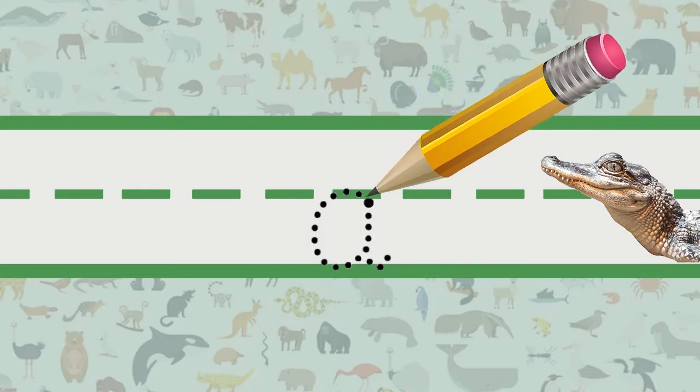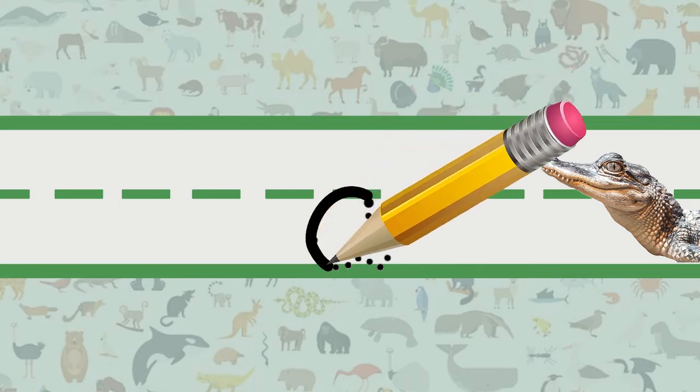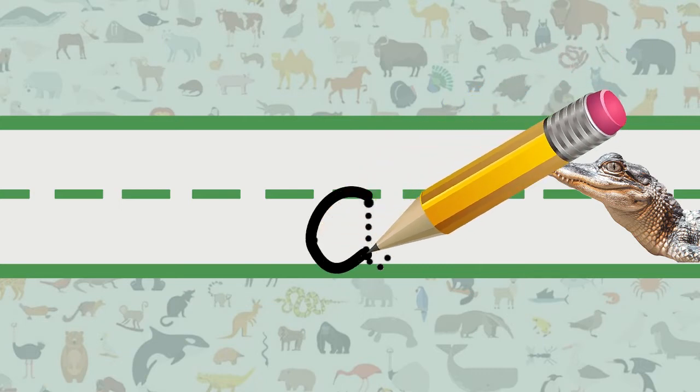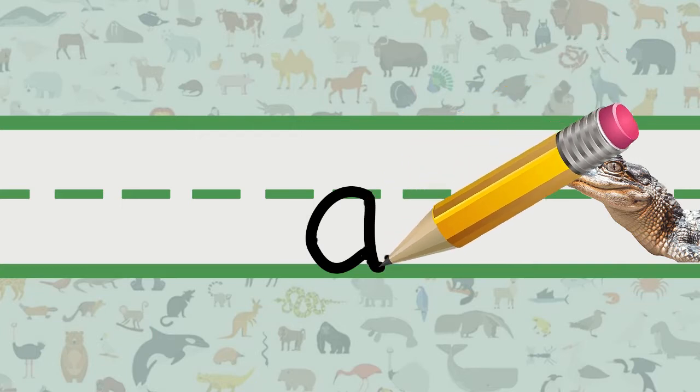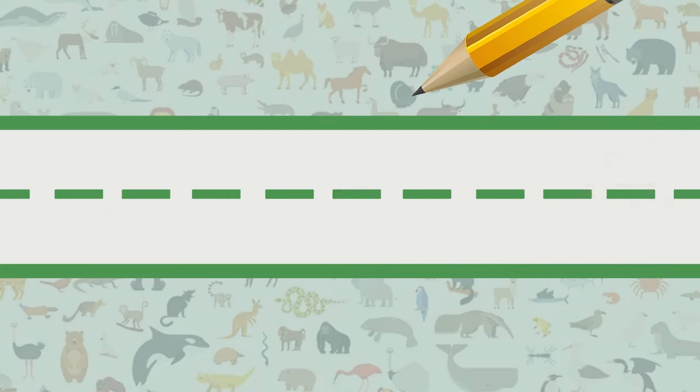Start in the middle and draw a curved line down to the bottom. Then go back to the middle and draw a straight line down to the bottom. Good job! Now let's write the letter B.